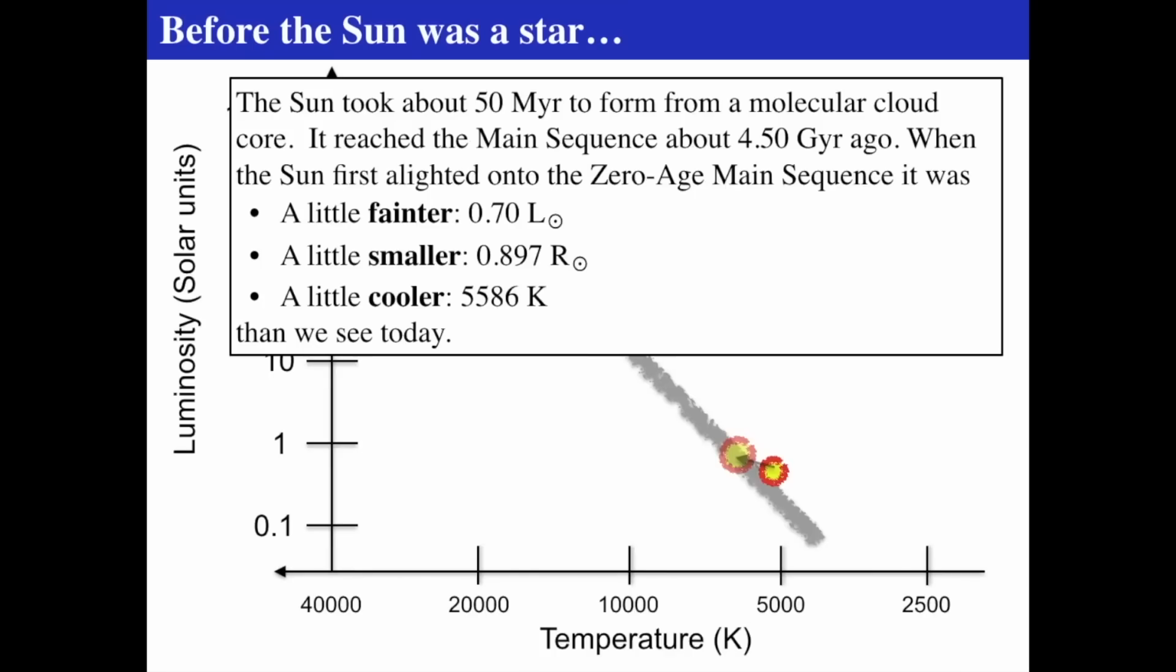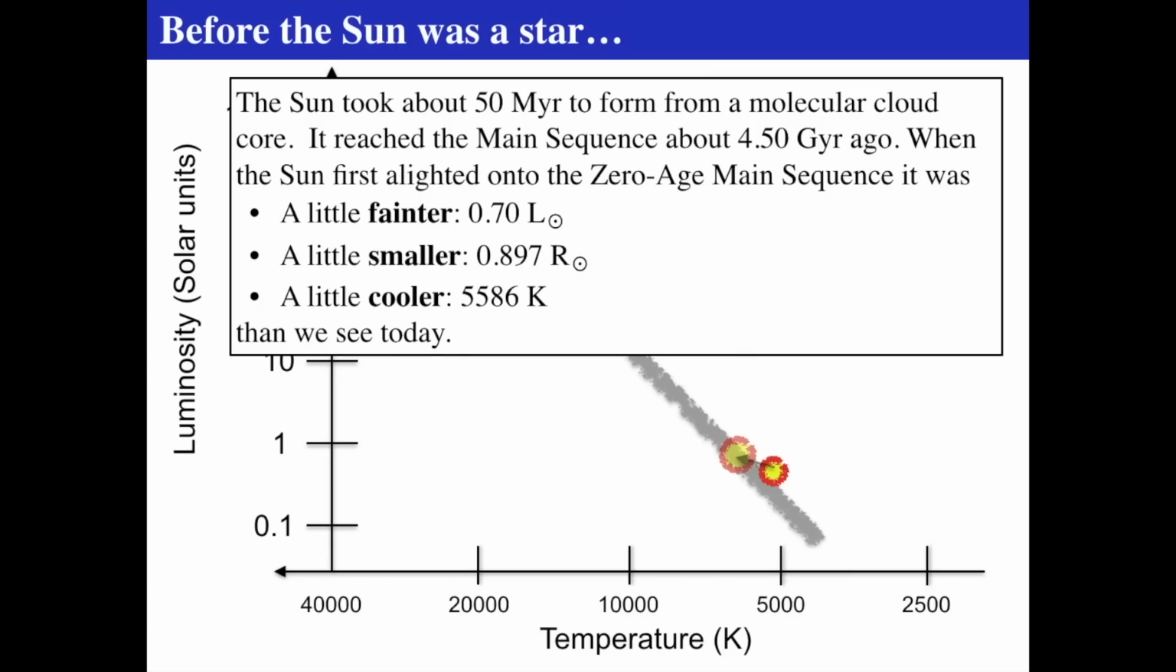So we talked last time about the nature of protostars. The Sun took about 50 million years to form from a big molecular cloud. And that core, such as Barnard 68 or other kinds of large molecular clouds, took about 15 million years to collapse down into a star. It reached the main sequence about 4.5 billion years ago, and we're going to use Myr, meaning million years, and Gyr, meaning gigayears. So Myr means 10 to the 6th years, and Gyr means 10 to the 9th years. Those are our abbreviations for today.